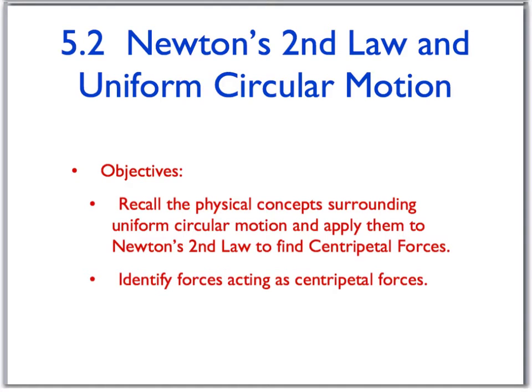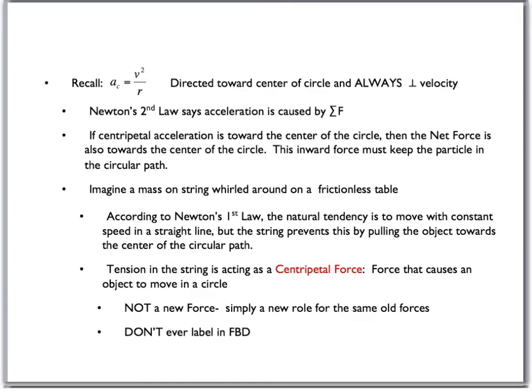So here's section 5.2, where we apply Newton's second law to uniform circular motion. Two things that we've already seen, but we're going to take a chance now to really put them together. Our objectives here are to remember the physical concepts surrounding uniform circular motion, and now be able to apply them to Newton's second law and talk about what we call centripetal forces. We also want to be able to identify centripetal forces that are acting in various situations.